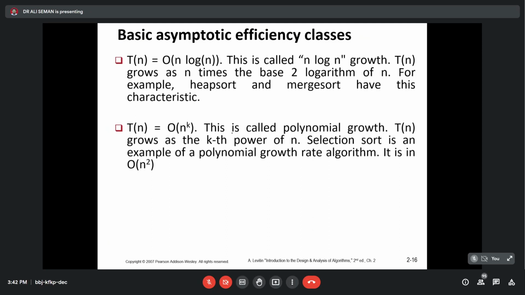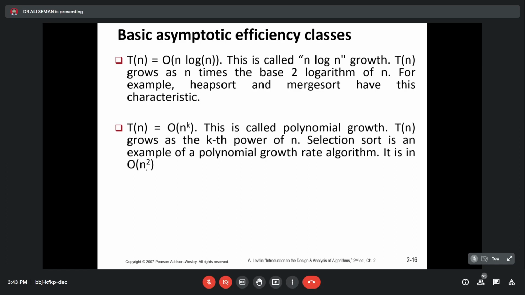That's why merge sort, I think you know already, the big O is n log n, or simply called n log n. Okay, and next is T of n equals big O of n to the power of k. This is called polynomial growth. T of n grows as the k-th power of n. Selection sort is an example of a polynomial growth rate. Again, it is O of n squared.